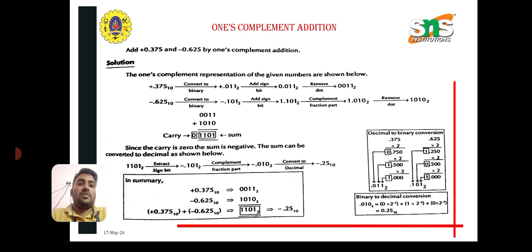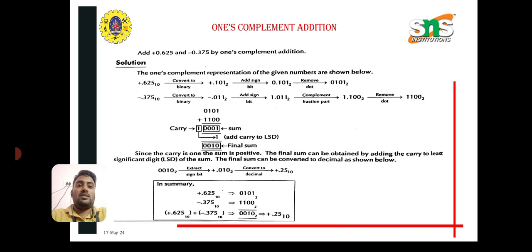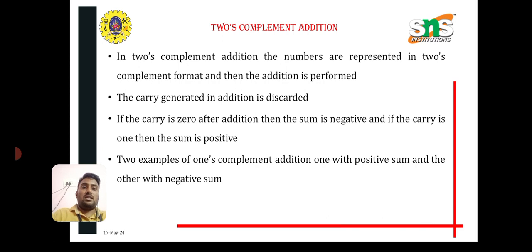This is the ones complement addition. First, you have to convert decimal to binary. For the negative number, you have to convert decimal to binary as well as take the ones complement. Add this ones complemented number and the positive number, and finally, if we get 0, the sum is negative. If we get 1, the sum is positive. That's all. This is the ones complement addition, and the other one is two's complement addition.